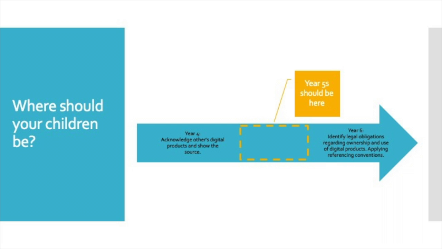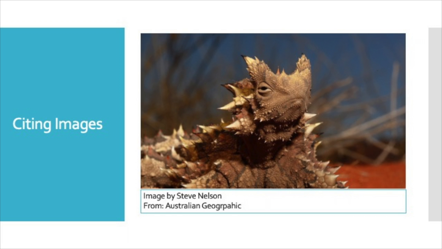And by the end of Year 6, students should be identifying the legal obligations for use of digital products and be applying some referencing conventions. As a Year 5 class, we should be in the middle. Throughout the school year, we will be using our previous knowledge of showing the source and then working towards knowing legal obligations and starting to teach referencing conventions. Throughout student schooling, they will continue to develop an awareness of their obligations and the application of these outcomes to out-of-school settings.